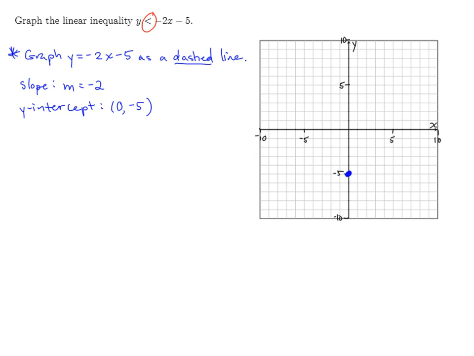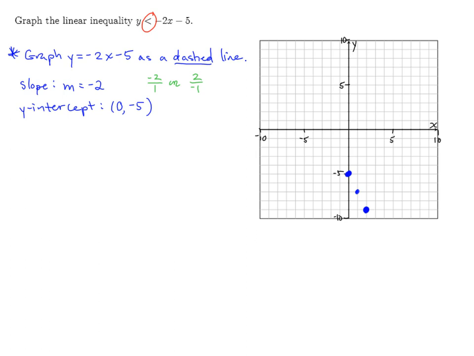And then my slope is negative 2. So I can think of that as negative 2 over 1, or I can think of that as 2 over negative 1. Thinking of that as negative 2 over 1, I'll go down 2 units, right 1 unit, and so I'll be at the point 1, negative 7. I can go down 2 units, right 1 unit again, and I'll be at the point 2, negative 9.